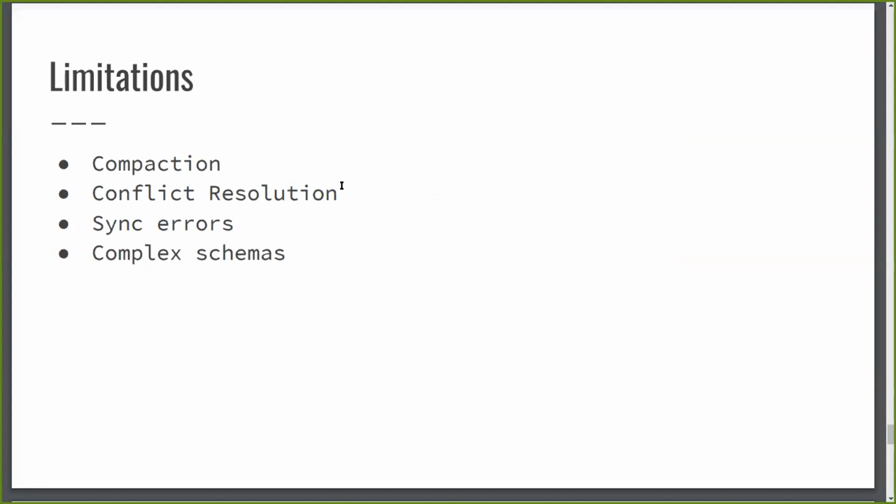Then there's conflict resolution. Say two different clients update something at exactly the same point. What should the database choose? Which change should be committed and which should not? Usually you can show a UI saying this has also been updated somewhere else, and ask which change you want to keep, or something like that.